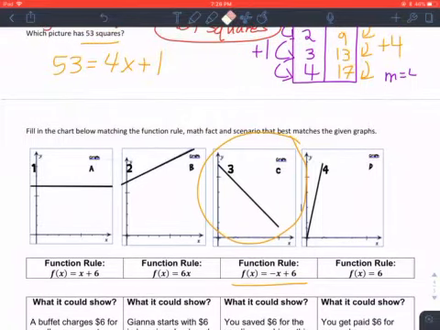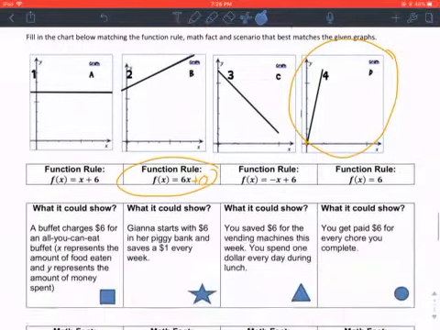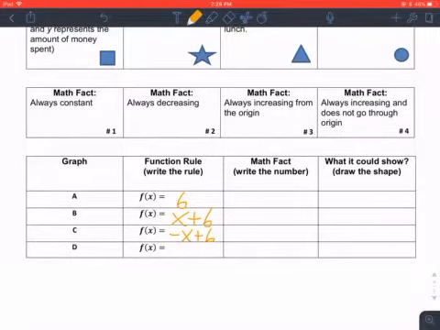And my last graph is D. The biggest thing about this one is I see that the graph is starting at the origin. So I'm not going to have a y-intercept. I'm going to have a y-intercept of 0 actually. So the only one that has a y-intercept of 0 is this function rule right here, because remember I could put a 6x plus 0. So f of x equals 6x would be this function rule to match with D.